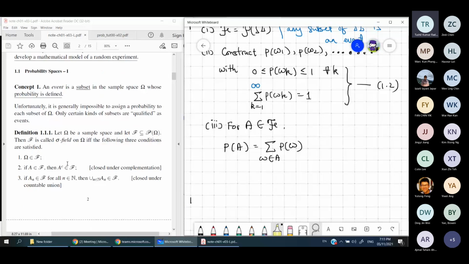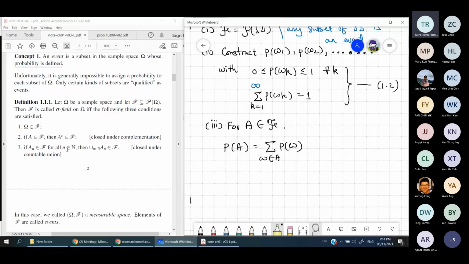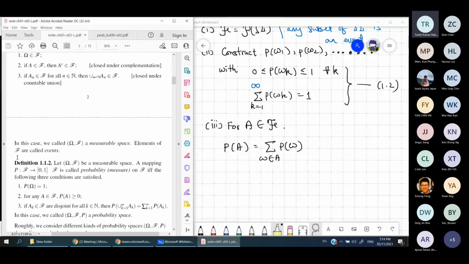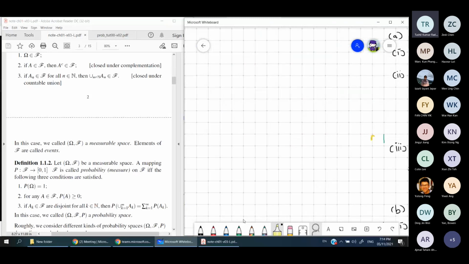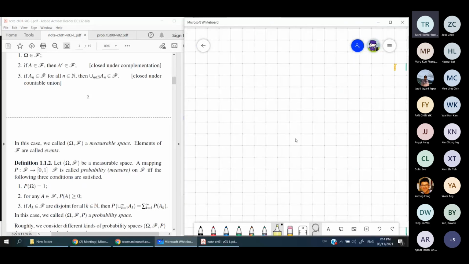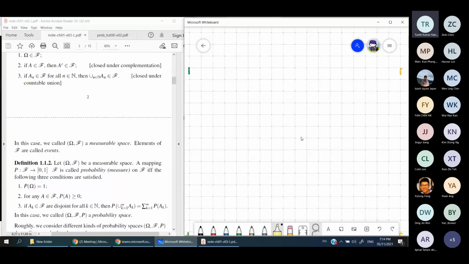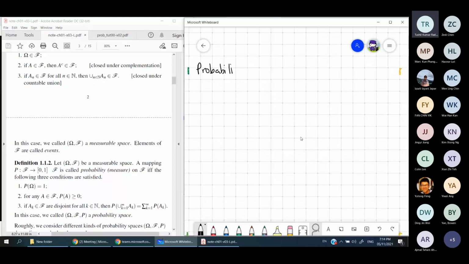Okay, the next question: why do we have to come up with definition 1.1.1 and definition 1.1.2? Let me briefly discuss the rationale behind these two definitions. We have to start from the beginning. With our topic, probability theory, what do we want to study? We want to study the mathematical model.